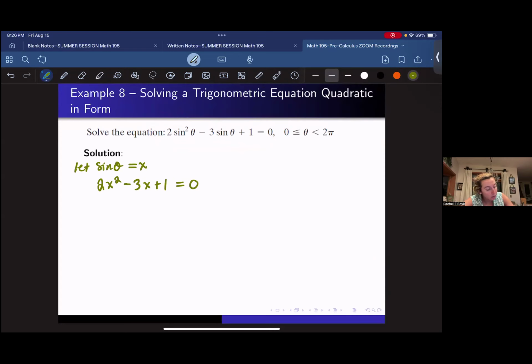And so let's see if we can factor this. Let's try and utilize our AC method here. So A and C, 2 and 1, what are factor pairs of 2 that add up to negative 3? And so we simply get negative 2 and negative 1. So we can break this up, keeping that first and that last term the same.